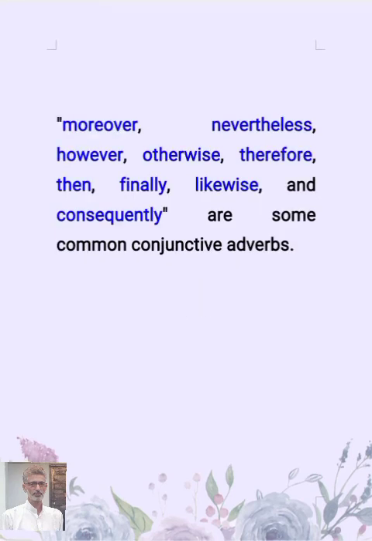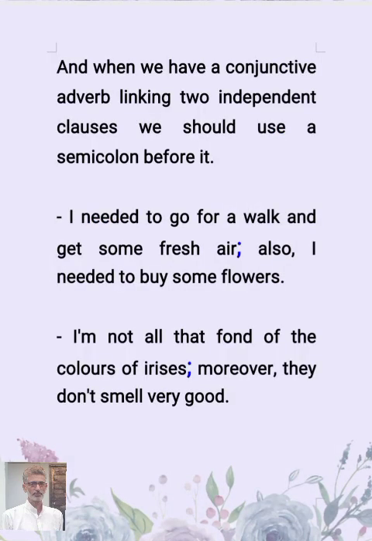Moreover, nevertheless, however, otherwise, therefore, then, finally, likewise, and consequently are some common conjunctive adverbs. And dear friends, when we have a conjunctive adverb linking two independent clauses, we should use a semicolon before it. For example, I need to go for a walk and get some fresh air; also, I needed to buy some flowers. The two clauses have a conjunctive adverb between them, and the conjunctive adverb has a semicolon before it.